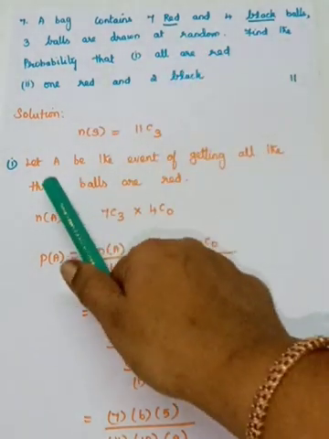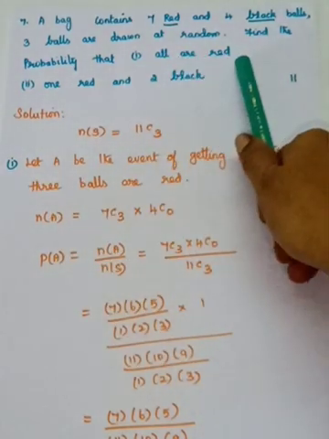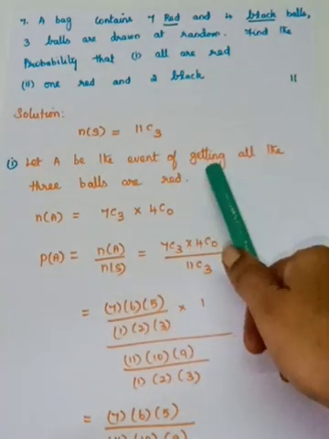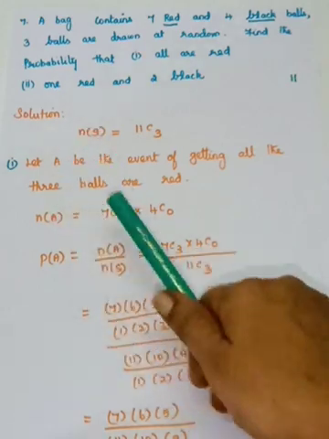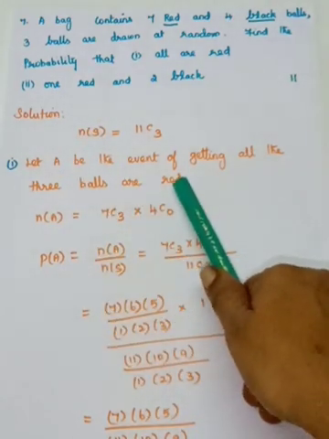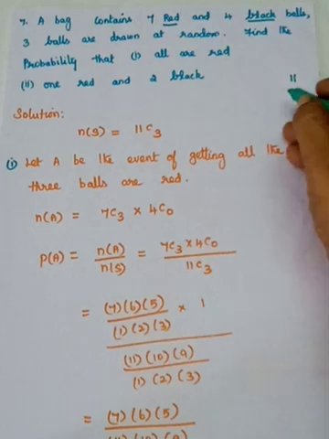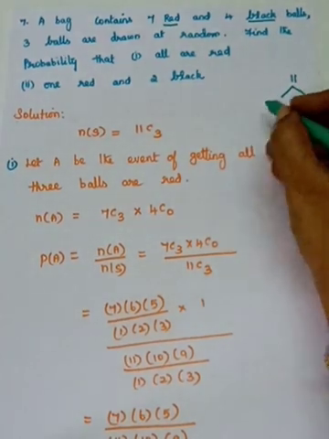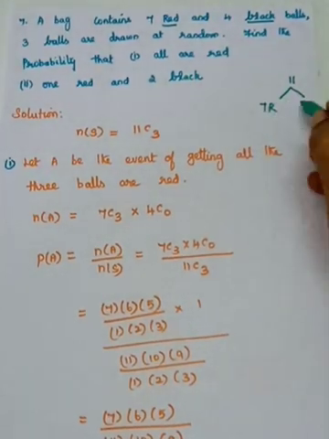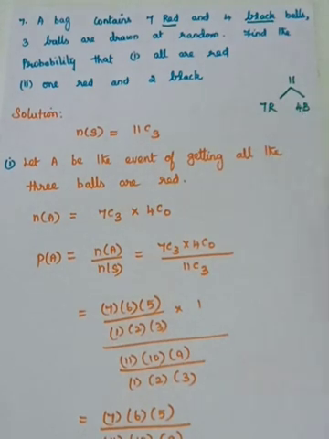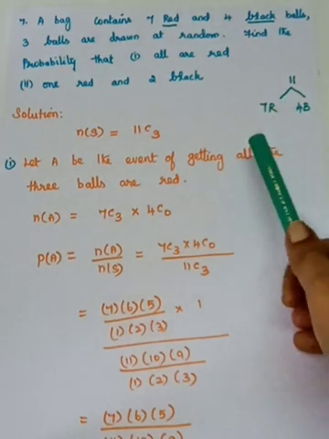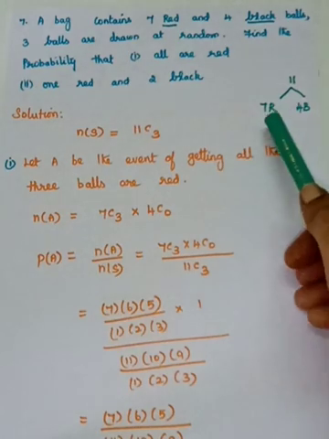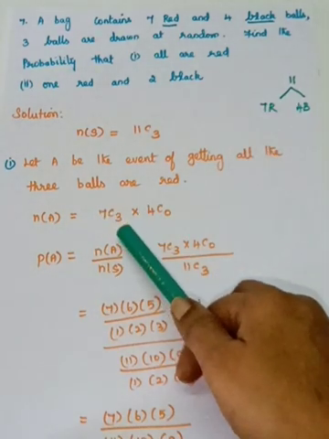Okay, so here in the first subdivision, all are red is given. So let A be the event of getting all the 3 balls red. We are choosing only 3 balls, so all the 3 balls are red. So what is N of A? You see, 11 balls totally, in which 7 are red and 4 black. Now all the 3 balls are red, so out of 7 red balls, you are going to choose 3 red balls. So it will be done as 7C3.